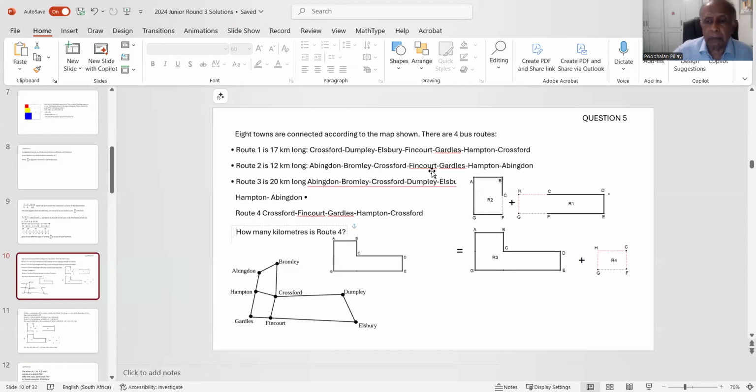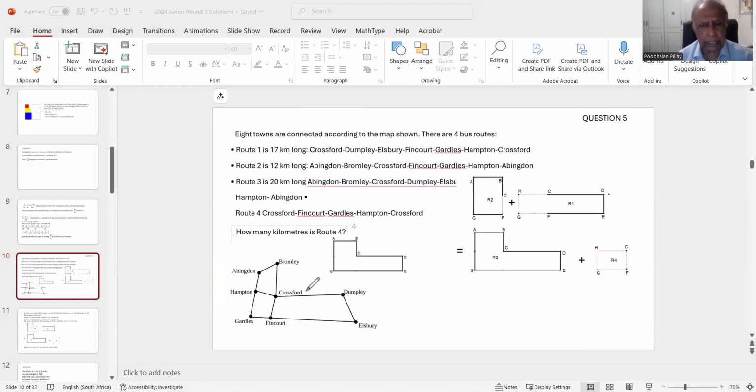Okay, I've got question 5 right in the corner. Now this looks like a rather complicated one. 8 towns are connected to the map shown. So where's the map? There's no real map here, but anyway, there's something like it. I think it's this one here. So these are the 8 towns.